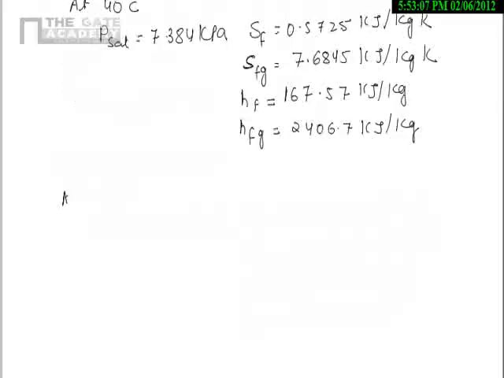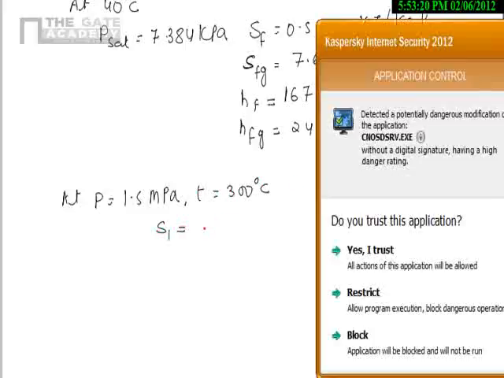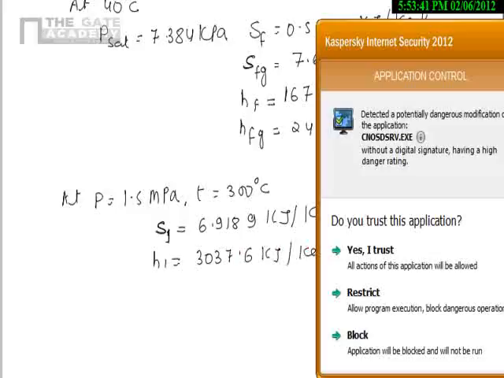Now at P equals 1.5 megapascal, T equals 300 degrees centigrade, we are having S1, that is in superheated steam. So directly I am considering specific entropy at state 1, that is 6.919 kilojoule per kg. H1 is 3037.6 kilojoule per kg.